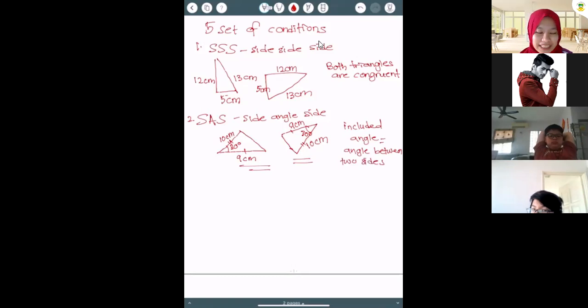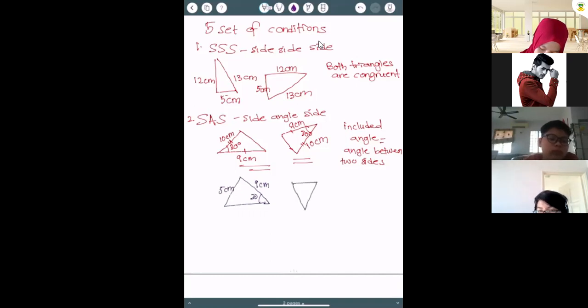Now, I have a question for you guys. Do you think that these triangles are congruent? Do you think that these two triangles are congruent?